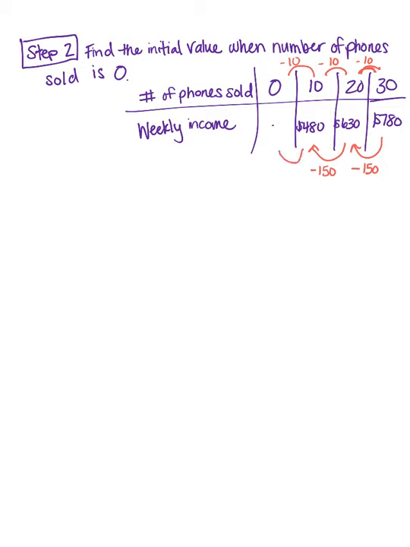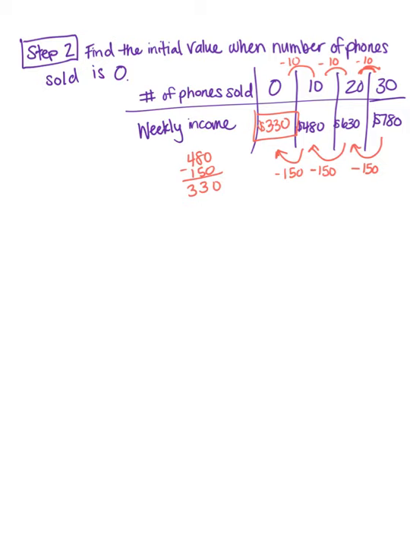And then if we go from here to here, it's going to be 480 minus 150. And that's going to be our answer. So 480 minus 150. So her base pay, her initial value, is $330. So the initial value is $330. The salesperson receives a salary of $330 each week before commissions. Okay, so that's our answer.